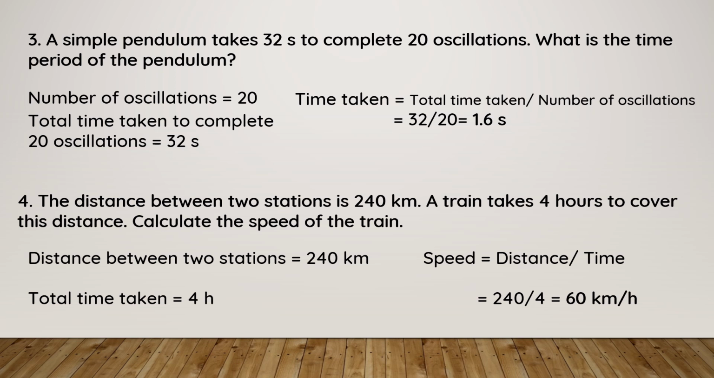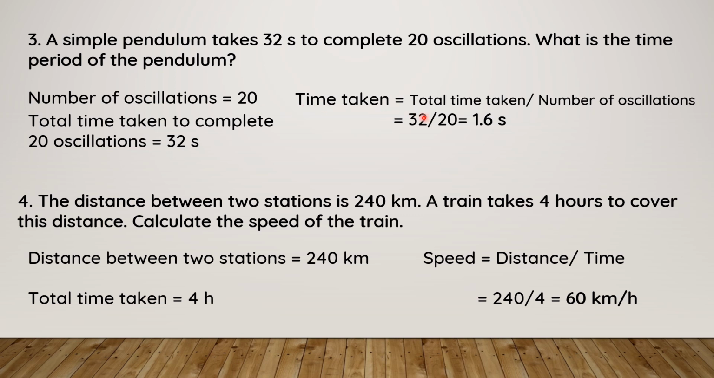Next one, a simple pendulum takes 32 seconds to complete 20 oscillations. What is the time period of the pendulum? So first you have to write the given values. Number of oscillations, 20, from the question. Time taken.